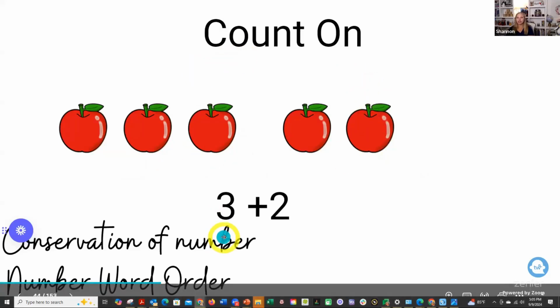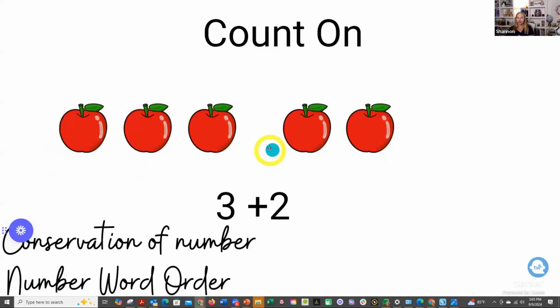So when I see something like 3 plus 2, a student who's counting on might count out 1, 2, 3. They might count out 1, 2. And then when I say, well, how many are there? They'll say 3, 4, 5. They're able to hold on to this as 3 and now count forward in that sequence.